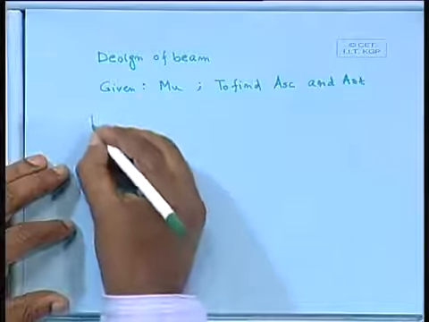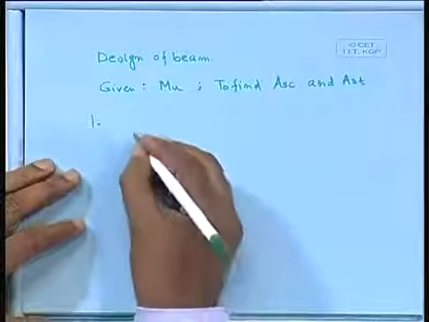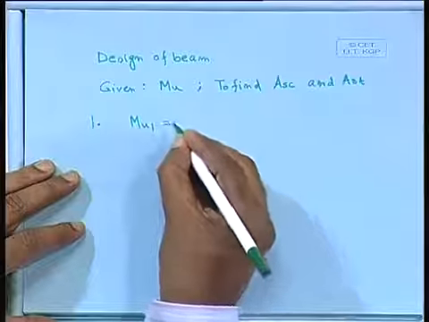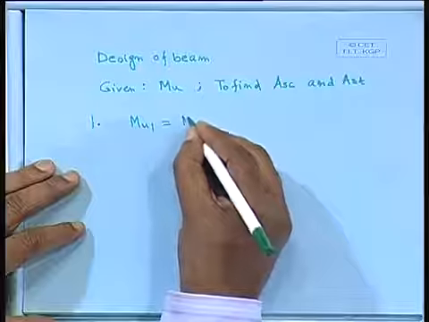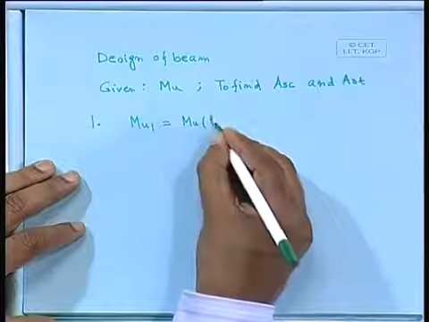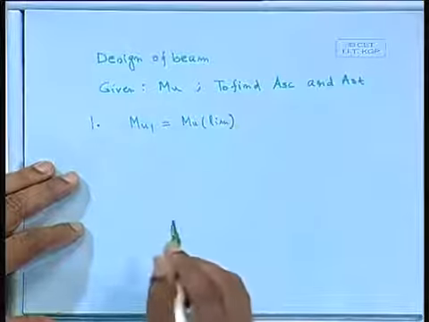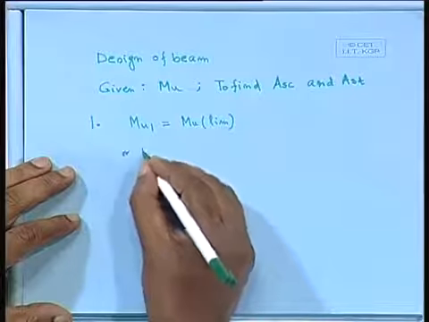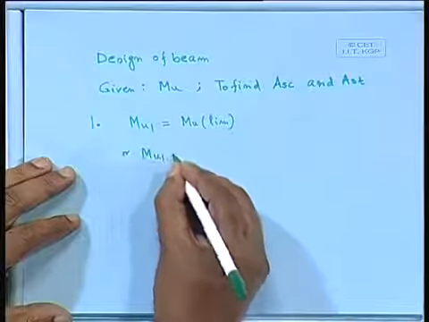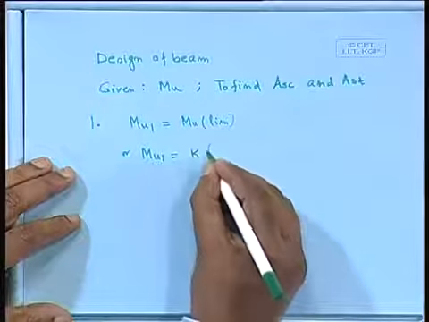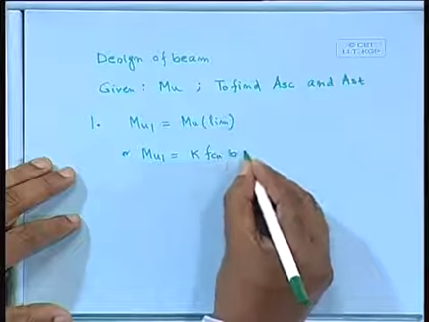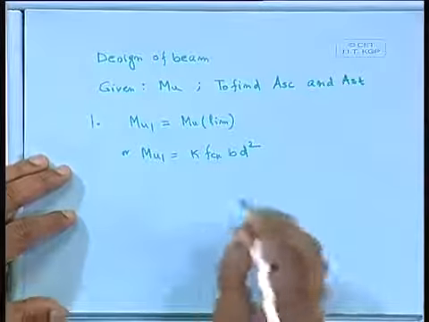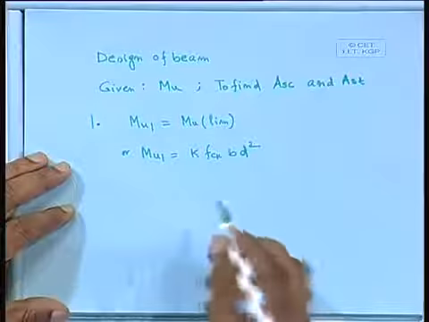So, what are the steps? Find Mu1 equal to Mu lim, the limiting moment, that balanced moment. We can further write Mu1 equal to k fck bd square. You can check with the last note.